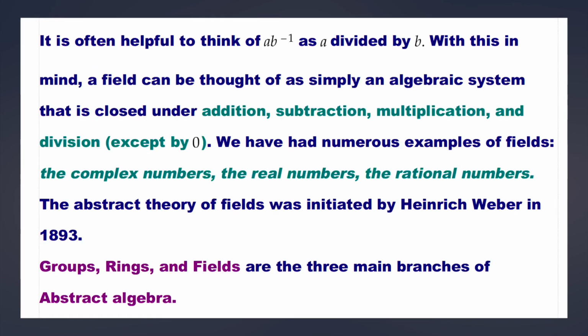It is often helpful to think of ab inverse as a divided by b. With this in mind, a field can be thought of as simply an algebraic system that is closed under addition, subtraction, multiplication, and division except by zero. We have had numerous examples of fields, the complex numbers, the real numbers, and the rational numbers. The abstract theory of fields was initiated by Heinrich Weber in 1893. Groups, rings, and fields are the three main branches of abstract algebra. But remember, the converse part of the above theorem will not always hold. It only happens in the finite case, which is described in the upcoming theorem.